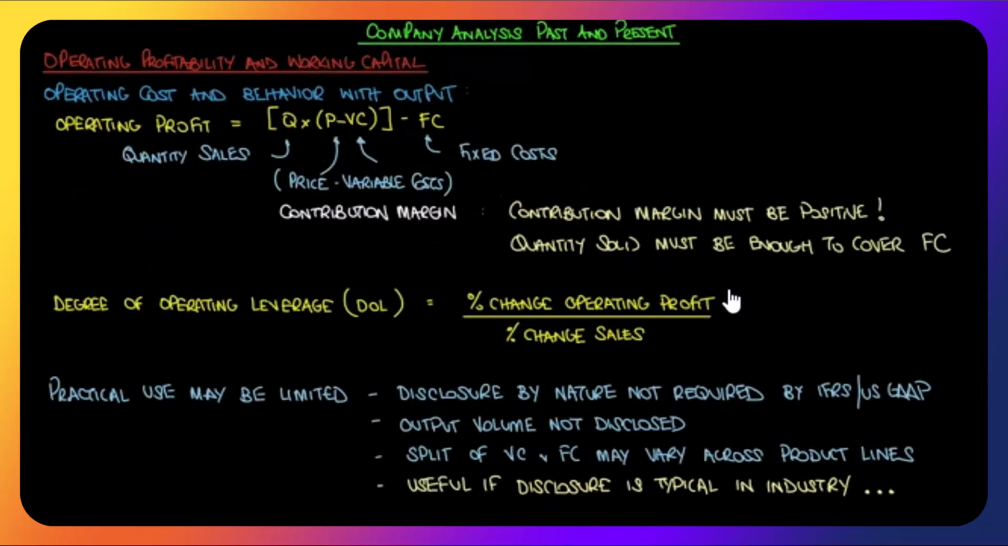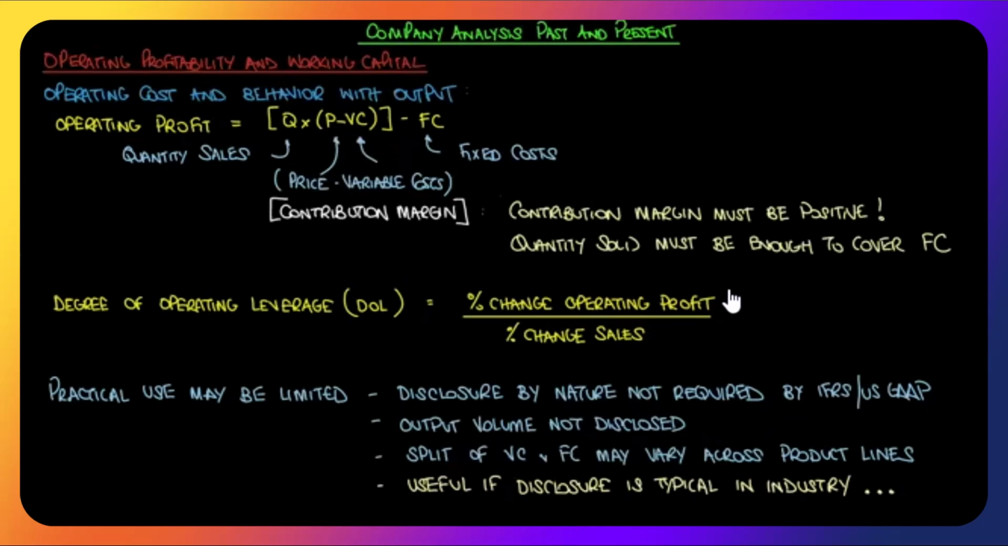That said, you may be an analyst working within the company, doing some business analysis for the company, or you may have access to this information. If you do, what can you do with it? A couple of things. First of all, you can define an operating profit like this: Q, the quantity you sell, the units you sell, multiplied by the price minus variable costs. Price minus variable costs is known as contribution margin.